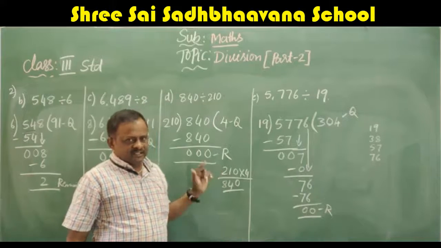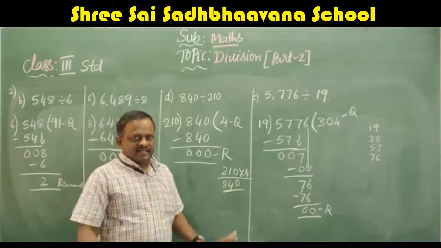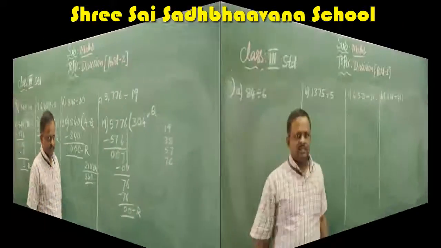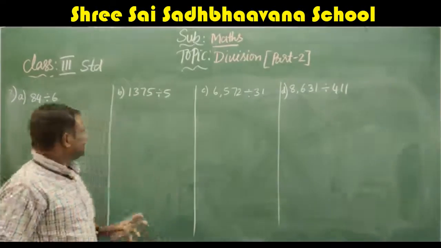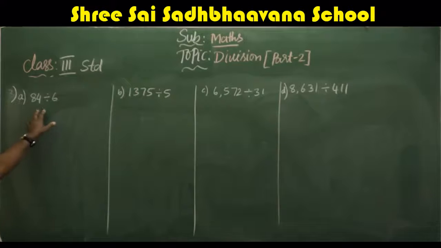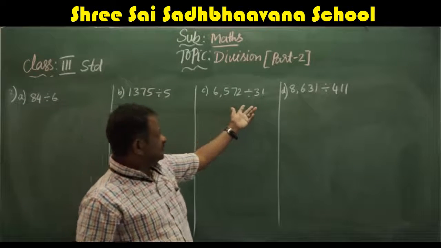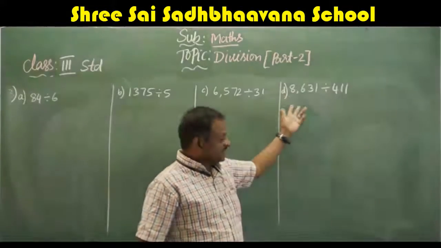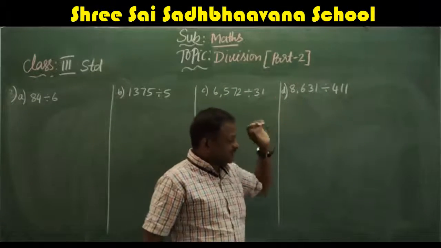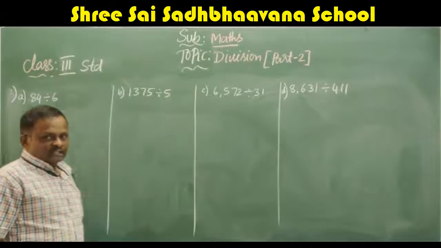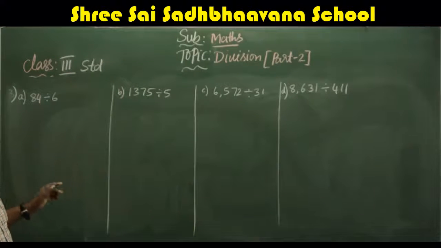I hope you understand this main also. We will move to the next main. Next come to the third main. Here in the third main they have given 84 divided by 6, 1375 divided by 5, 6572 divided by 31, 8631 divided by 411. They need us to write the quotient in the given blank.